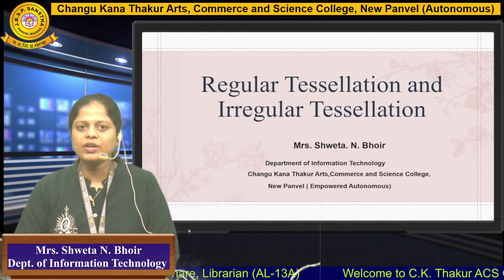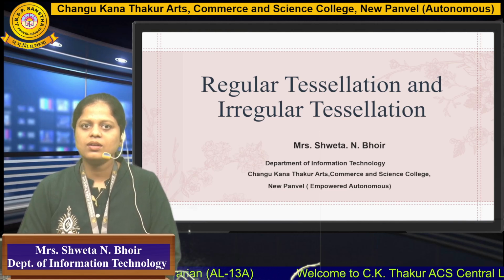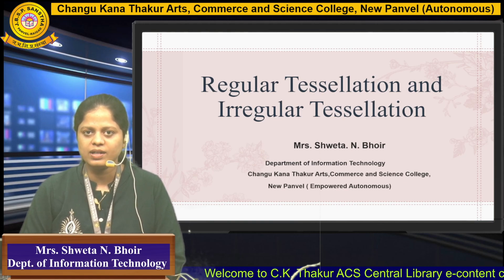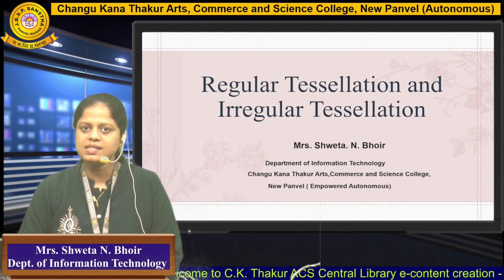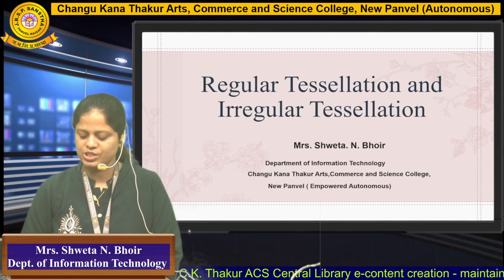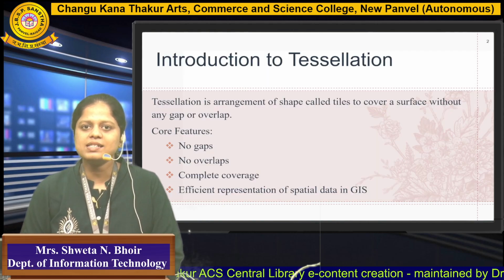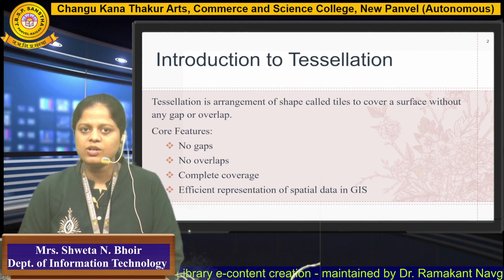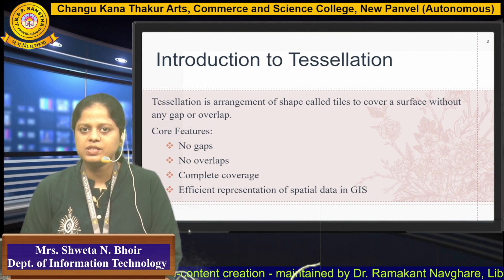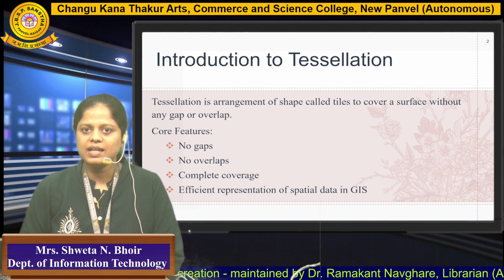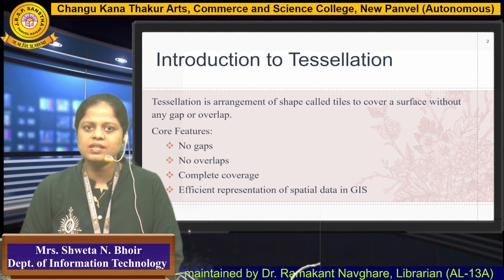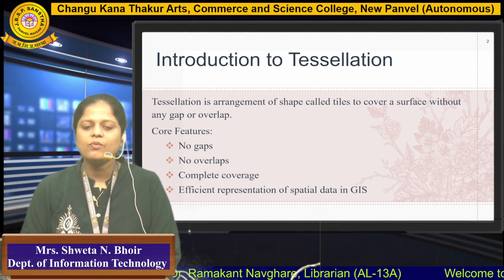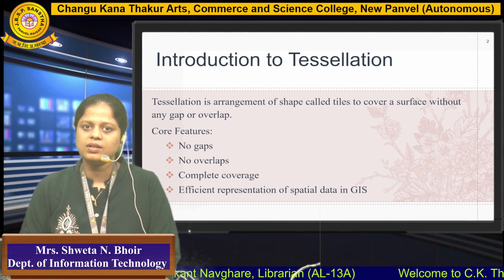So today we are going to discuss the topic about GIS, that is regular tessellation and irregular tessellation. Okay, so we will see what is there in the tessellation, students. What is the introduction of the tessellation? Tessellation is nothing but what, student? It is an arrangement of shapes called tiles to cover the surface without any gap or overlap. Okay, so tessellation is nothing but what? We are going to arrange the shape of the area.